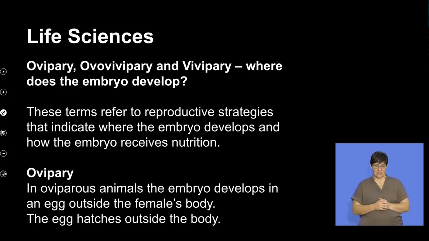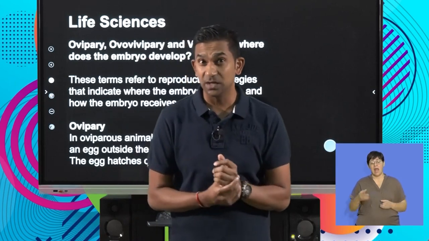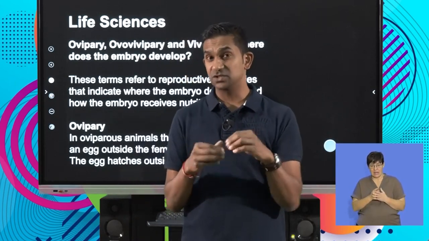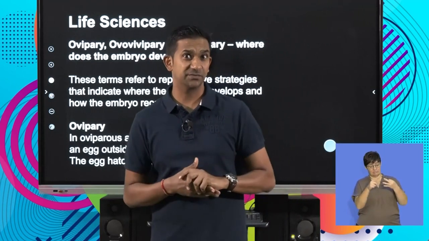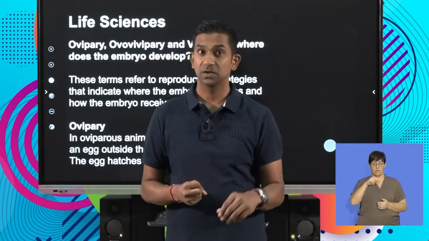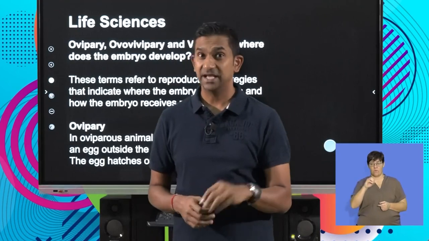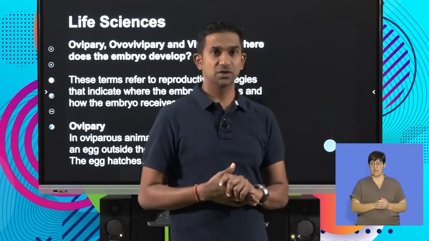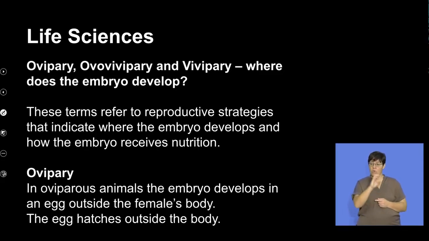Cool. We've got to discuss the development of the egg, and this occurs either internally or externally, with no dependence on the mother. So there are three strategies that we look at: oviparous, ovoviviparous, and viviparous. When we look at oviparity, we look at organisms where the eggs develop outside the female's body, and these eggs hatch outside with no dependence on the mother.